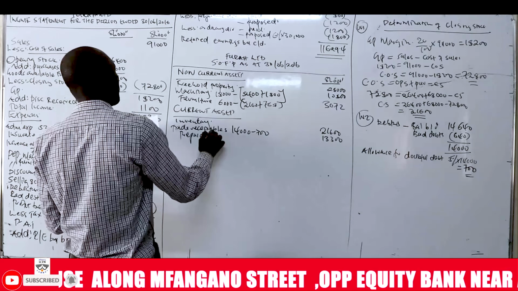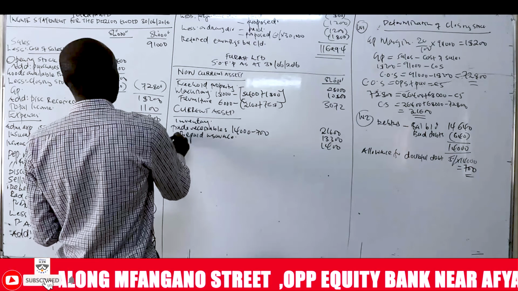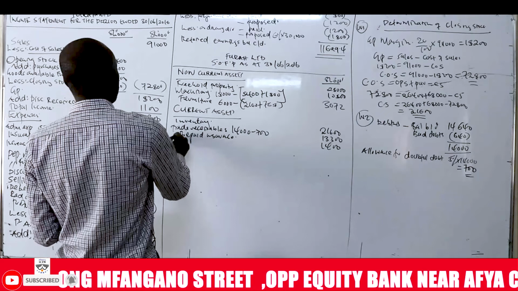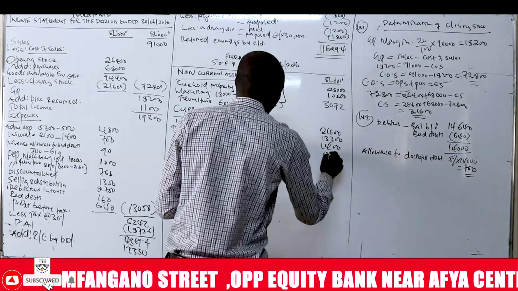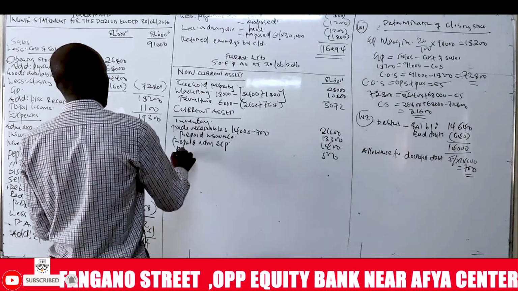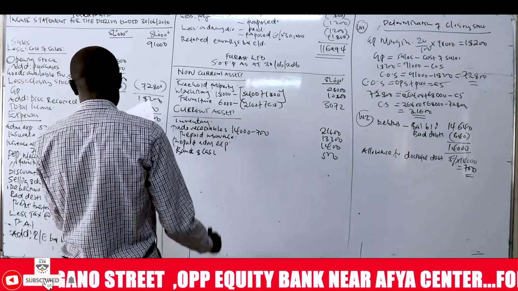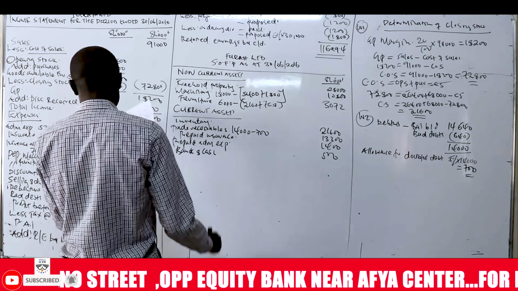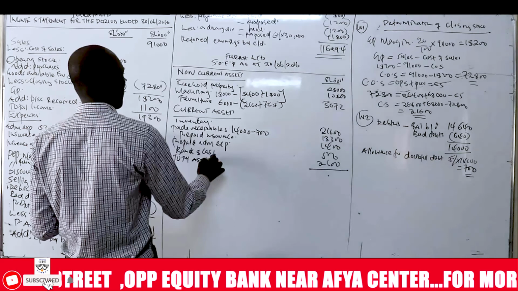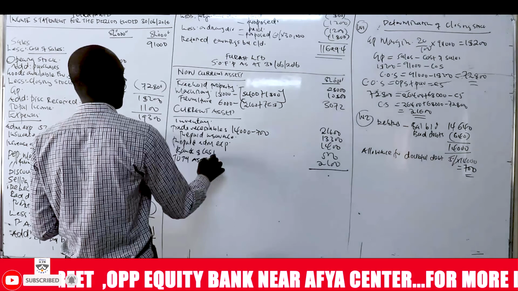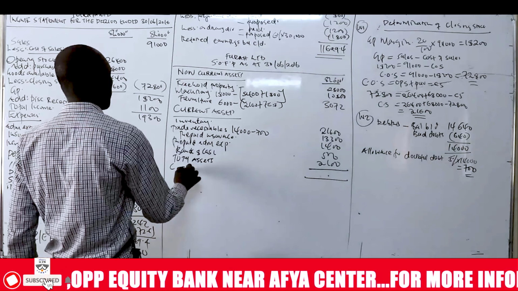And then we have prepaid admin expenses. How much? 500. And then we have bank balance. Bank and cash, how much? Is it 2,100? Total assets. And then you write capital and liabilities.